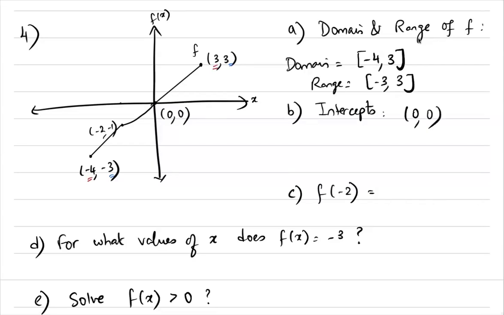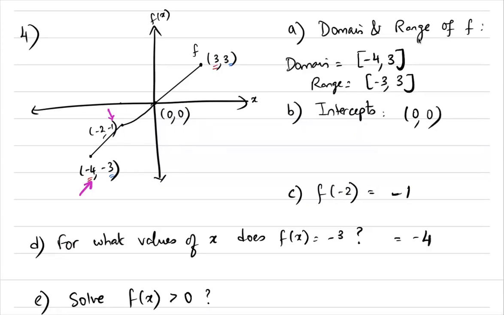What is f of -2? So you're trying to find the y value that corresponds to an x value of -2. Now, where is that? This is the value that you're interested in, right? So the answer is going to be -1. So f of -2 is -1. The next question asks you, for which values of x does f of x equal -3? Now here you're interested in the x value now, where the function value is -3. So now you're looking at -4.